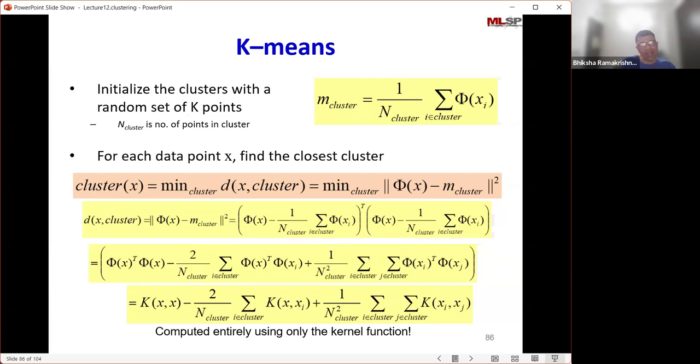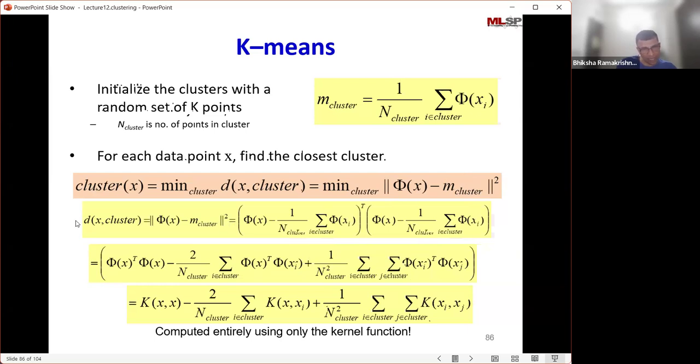Then you go back through each of the data points and you find the closest cluster, which is to say you find the cluster such that the distance of the data point from the centroid of the cluster, as computed in the high dimensional space, is minimum. So this has to be computed in the high dimensional space without explicitly computing the centroid in the high dimensional space.